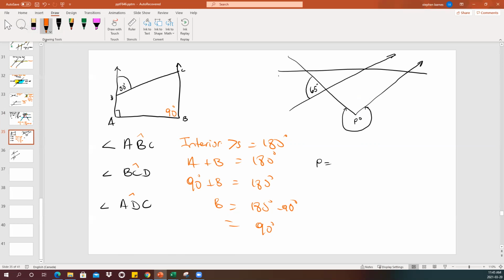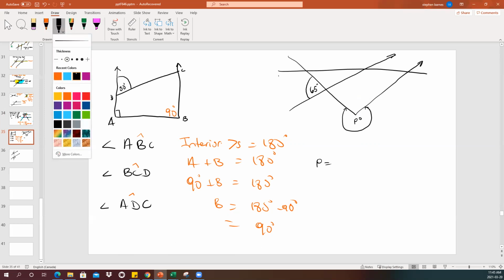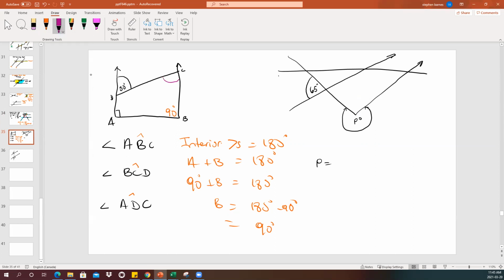So our next, any questions for that one? No, miss, I got that part. Great. B, C, D now. So that is BCD. So we're trying to find BCD, this angle right here.